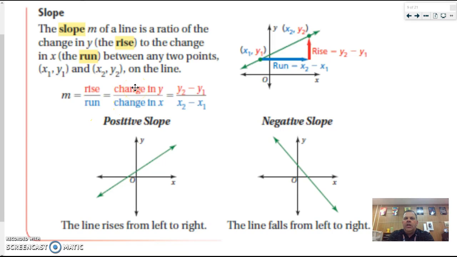We can take the change in y over the change in x, or we can take y2 minus y1 divided by x2 minus x1. Remember, either of these can be x2, y2, or x1, y1. A positive slope, the line rises from left to right. A negative slope falls from left to right.